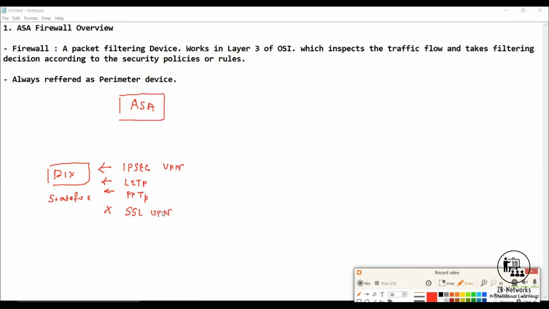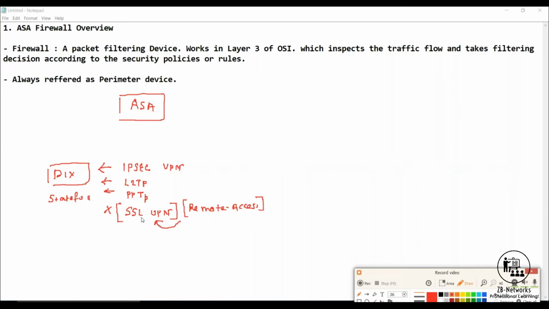Normally this SSL VPN became the most important VPN solution for remote access users, right? For example, you could be anywhere in the world, and you can use this remote access solution using SSL VPN to connect to your corporate networks. I will discuss these things when the time comes.